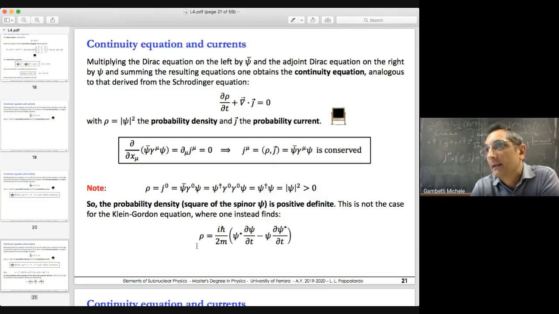If you calculate now the probability density from the Klein-Gordon equation, you end up with a relation of this type, where you have a minus sign here. That means that it can be positive if this term is more than this one, but it can also be negative if this term is greater than this one. And of course, a negative probability density is something that makes no sense. So the Dirac equation was able, for the moment at least, to solve the problem. It results in a probability density which is positively defined.